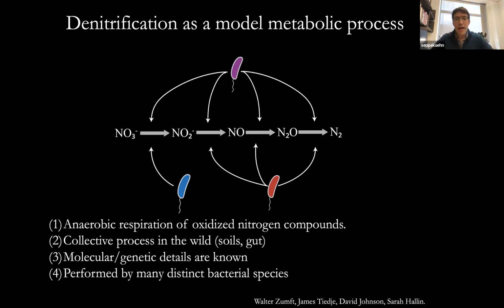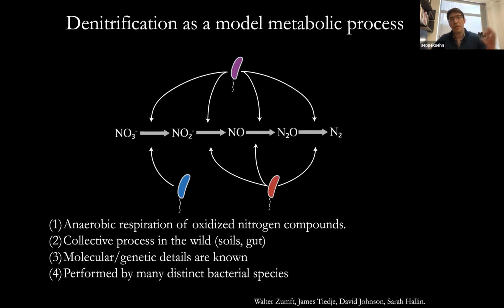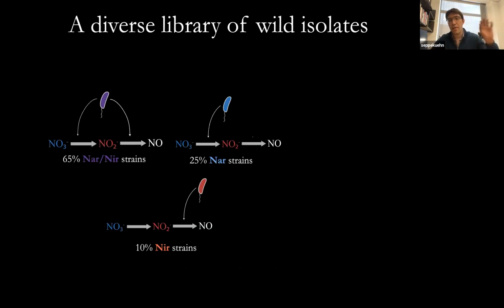The other advantage of this system is that the molecular and genetic details are known almost to the level of, say, chemotaxis. And the other interesting and important thing is that this is taxonomically broadly distributed. So these genes have been subjected to HGT for a very long time, and they're distributed broadly across the bacterial kingdom. So it's not that there's just a few strains that do sort of photosynthesis, for example. Okay. So in following this roadmap that I outlined for you here, what we're going to do is go into the field and isolate a library of isolates that perform this metabolic process.